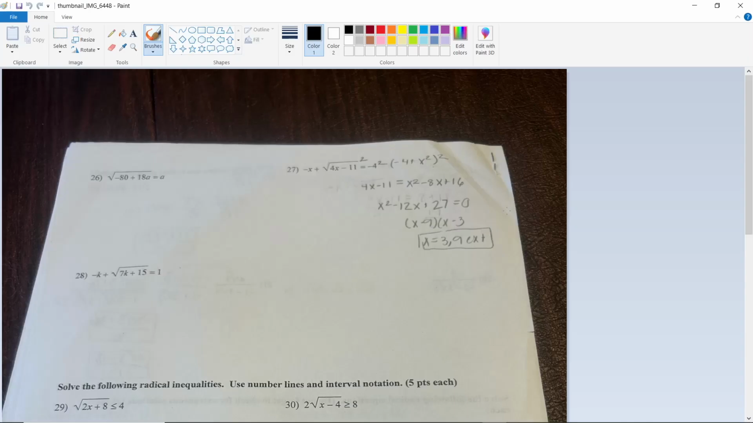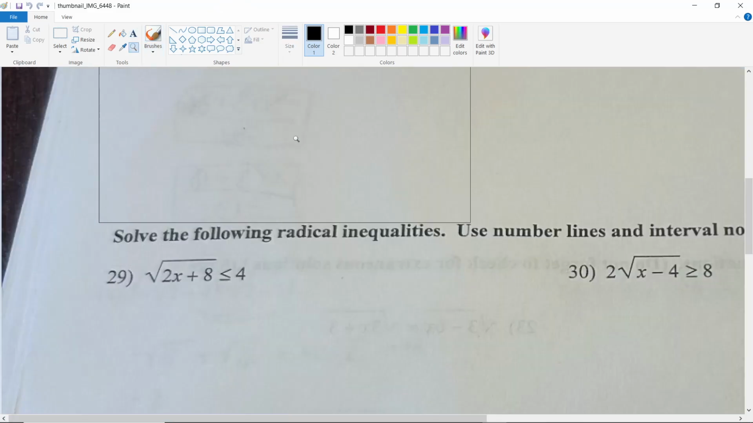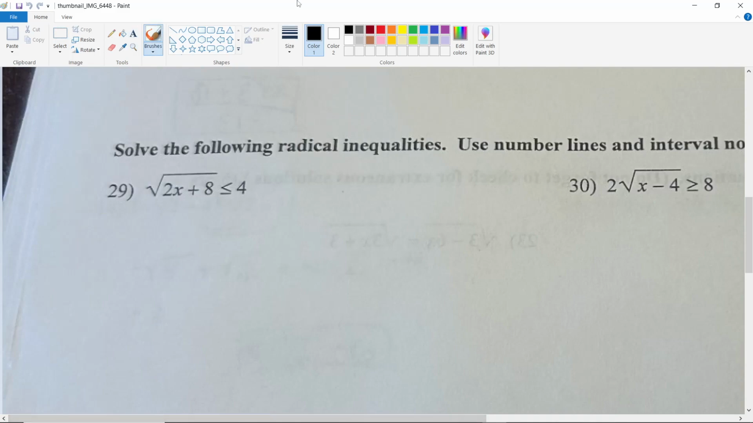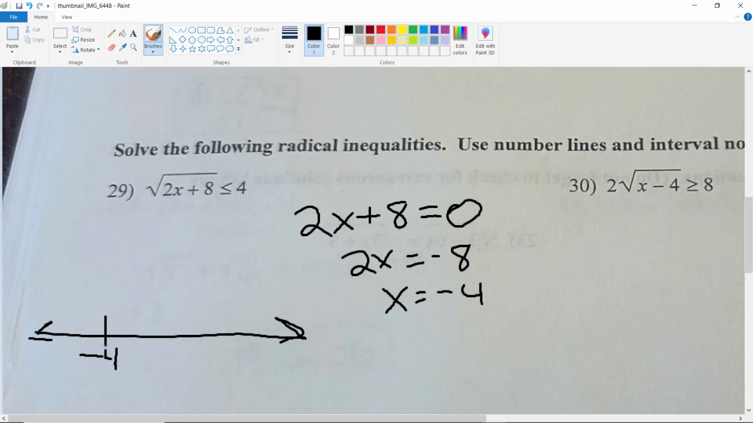Here are radical inequalities, and I'm going to solve them using a number line and interval notation. Step 1, take what's inside the square root, set it equal to 0, and solve for the variable. So in this case, 2x equals minus 8, x equals minus 4. Whatever that value is, put it on a number line. I'll say that's minus 4.